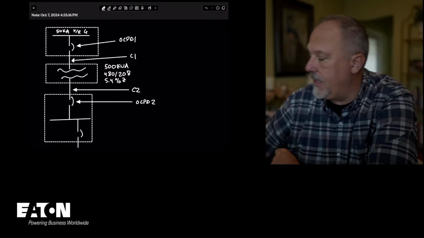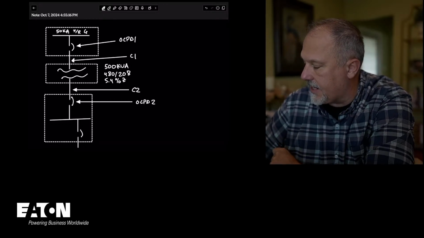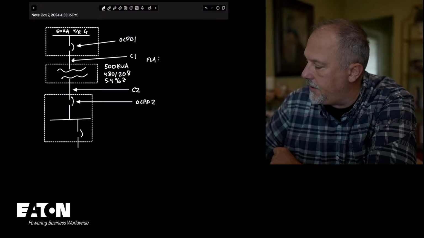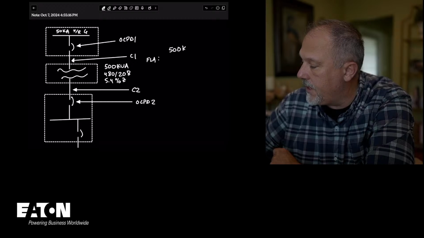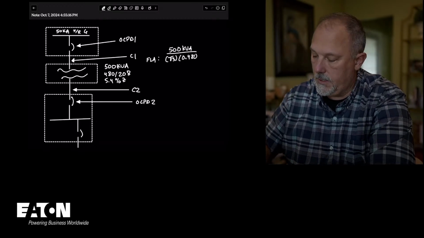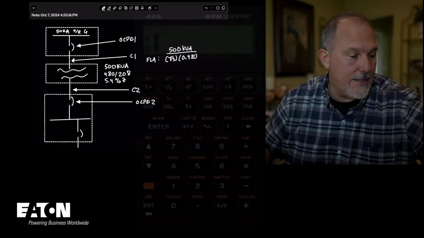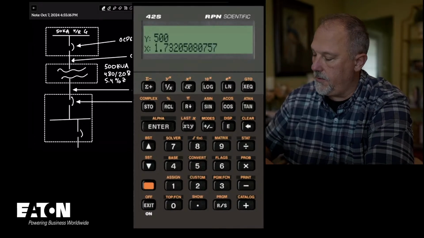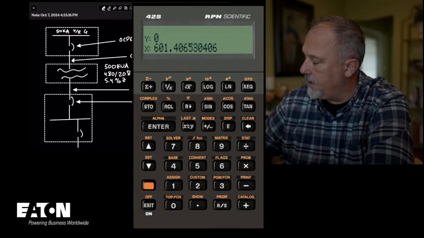The first step is we need the full load amps on primary and secondary. Here is 500 kVA divided by the square root of 3 divided by 0.480. I did this so you guys can see what I'm doing. 500 kVA, 3 square root, divide, 0.48, divide, and I get 601.4. So 601.4, I'm going to delete that.